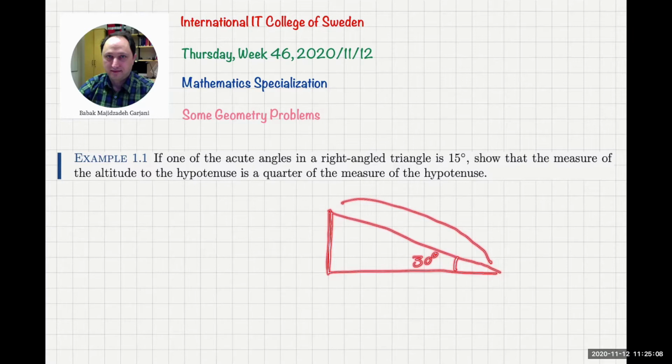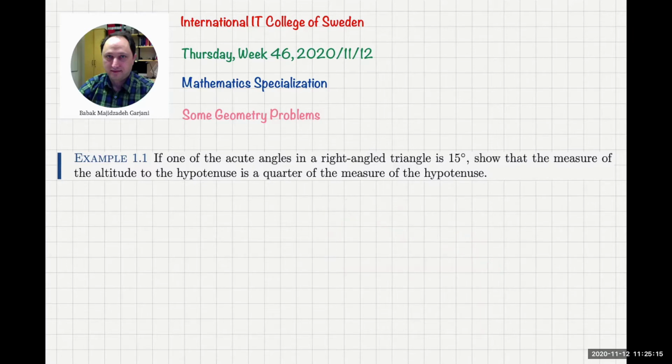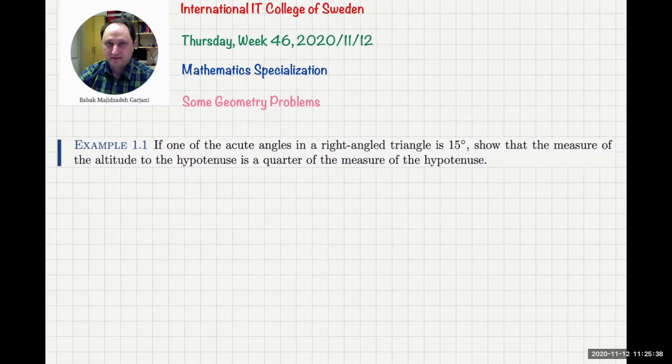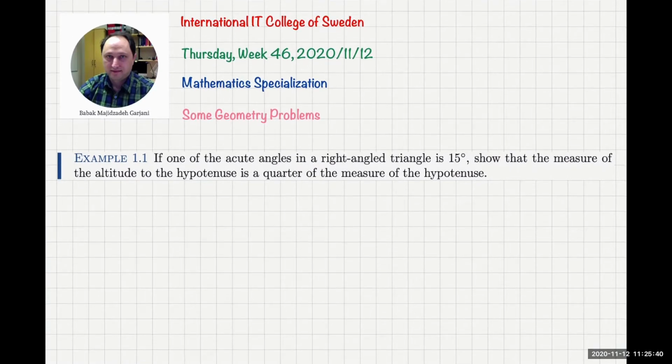Now, I remember that I gave you this problem to think about. But if you haven't thought about it, we can think about it here. So what is the problem? If one of the acute angles in a right-angled triangle is 15 degrees, show that the measure of the altitude to the hypotenuse is a quarter of the measure of the hypotenuse. I don't know how many of you have thought about this problem. Have you?